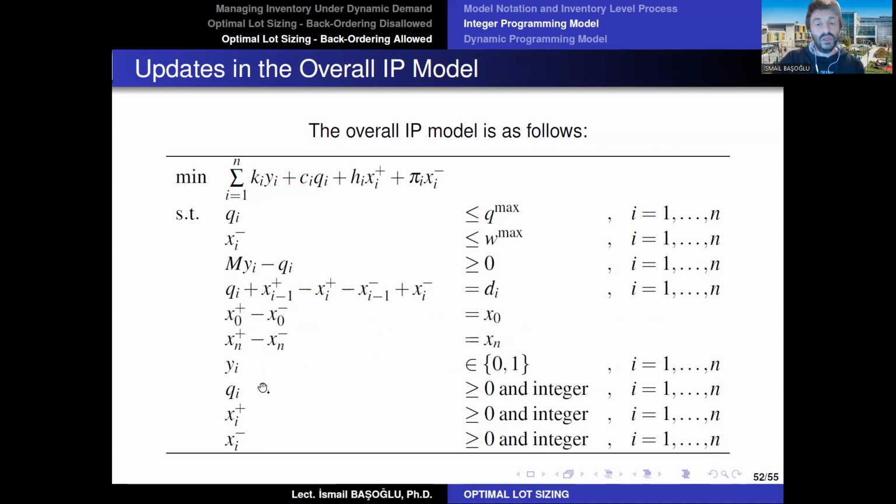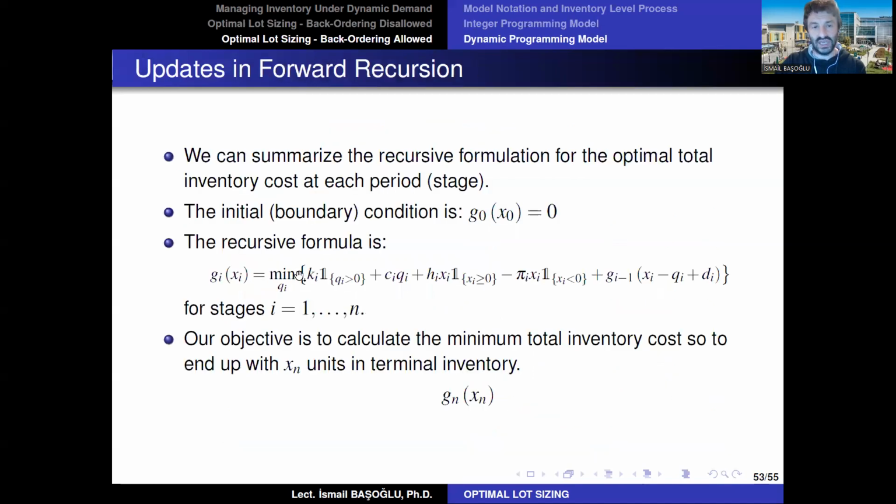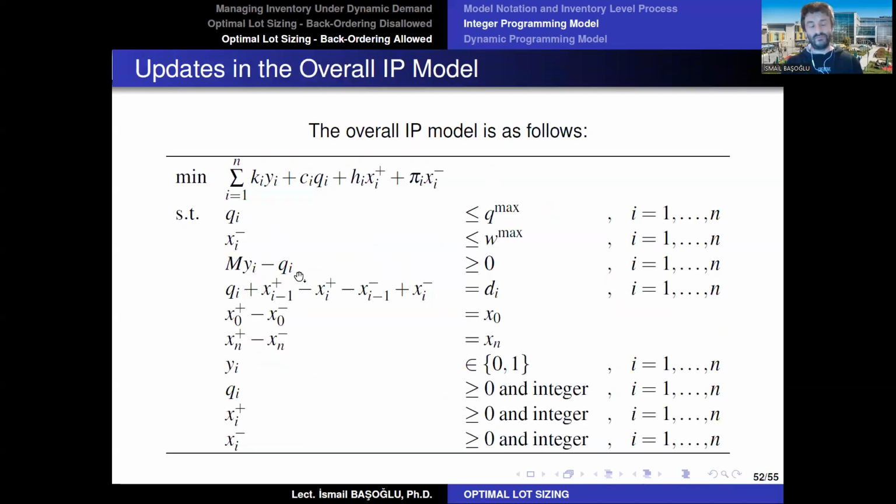Okay. Now, the binary decision variable yi is introduced by this binary constraint, and both the order quantities and the ending inventory levels must be integers and greater than or equal to 0. And the backordering amounts in the end of any period must also be greater than or equal to 0 and integer. So this is the overall integer programming model that we have developed. Obviously, we can solve this problem using Excel just by introducing these decision variables. This is the only change that we have to make.